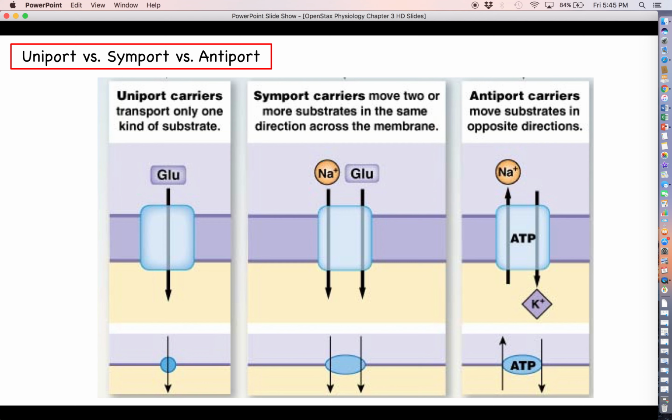Anti meaning on opposite sides. So in this case, sodium and potassium move in opposite directions through the transporter at the same time. So it is an antiporter.